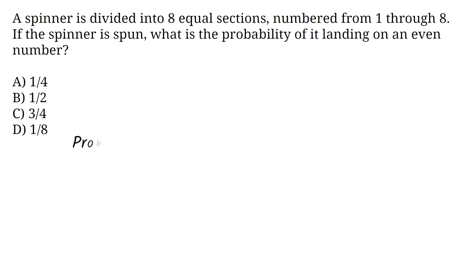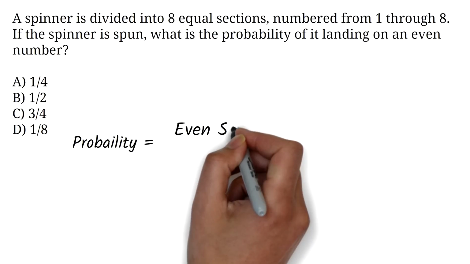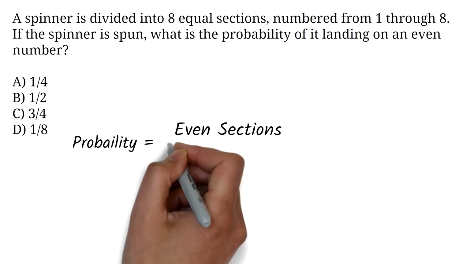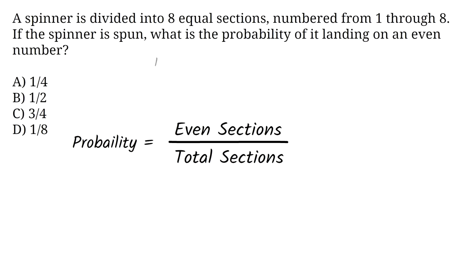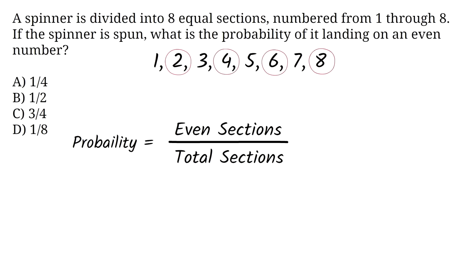To find the probability of landing on an even number, we need to count how many even numbers there are on the spinner, and then divide that by the total number of sections on the spinner. We are told the spinner has 8 sections numbered 1 to 8. Even numbers are simply multiples of 2. The even numbers between 1 and 8 are 2, 4, 6, and 8. So, there are 4 even numbers.